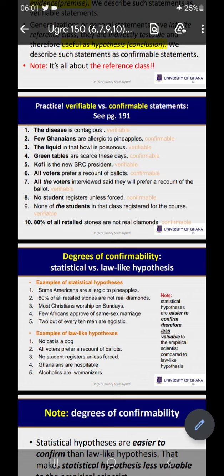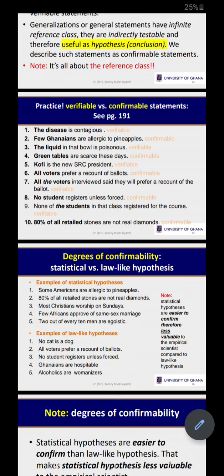Or 100% of Ghanaians, which is approximately towards all. Or if I say 100%, it is the same as all. Or if I say everyone, it's the same thing. So that is all about law-like hypothesis.